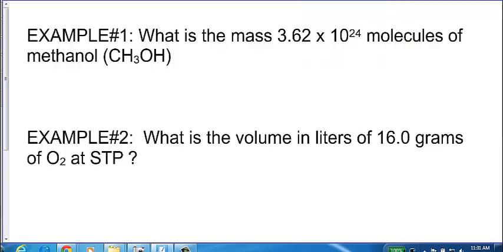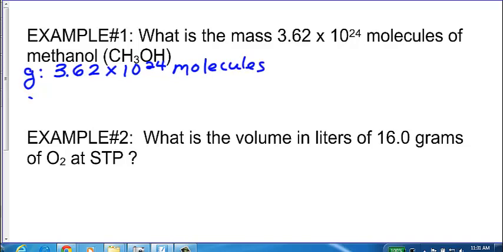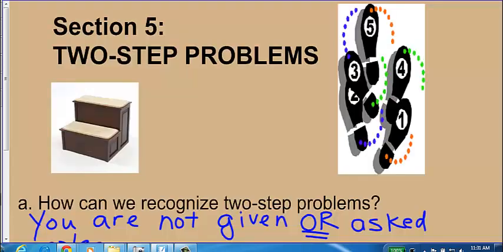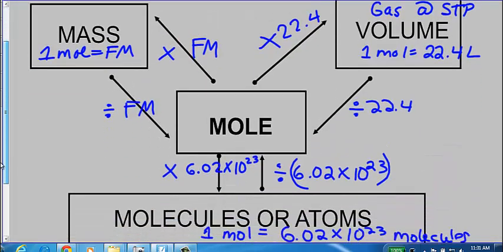Okay? So for example, what is the mass of 3.62 times 10 to the 24th molecules of methanol? We are given molecules, and they are asking us for mass. Okay, so notice the word mole is nowhere to be found, so it's 2 steps. Now, if you have this little map in front of you, it's fairly easy.